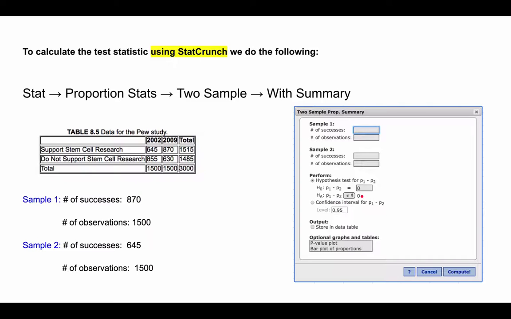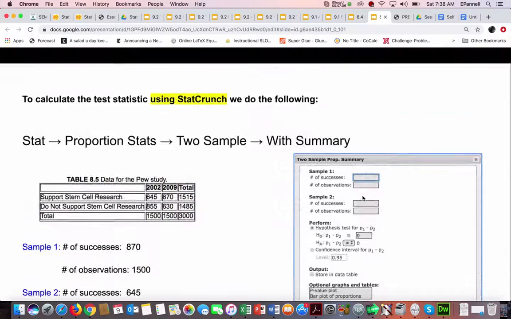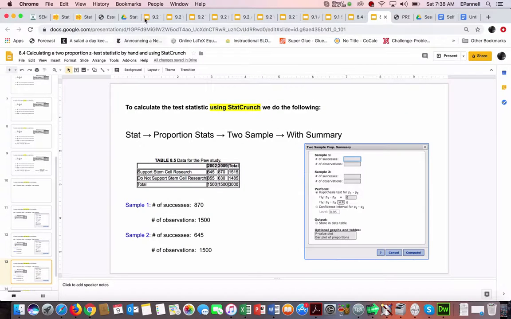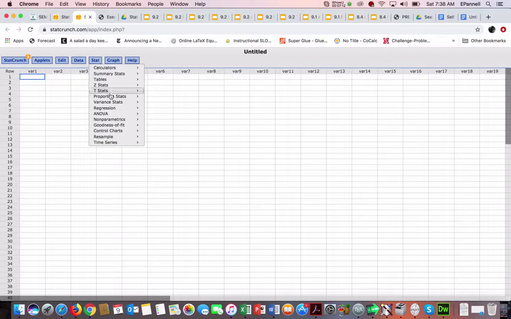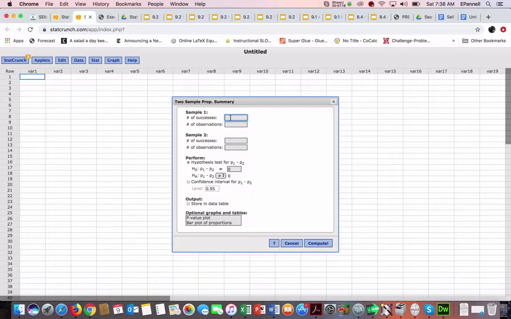Okay, so we're going to get out of full screen and I'm going to show you how to do this in StatCrunch. So go to Stat, Proportion Stats, Two Sample, With Summary. And then we fill in what we just found on the slide. So 870, 1,500, 645, 1,500, and then we make sure hypothesis test is clicked.